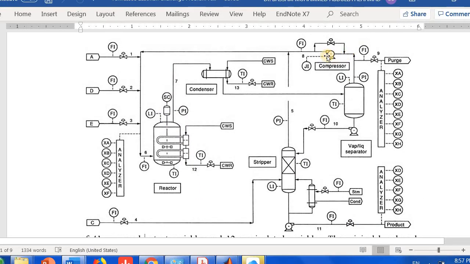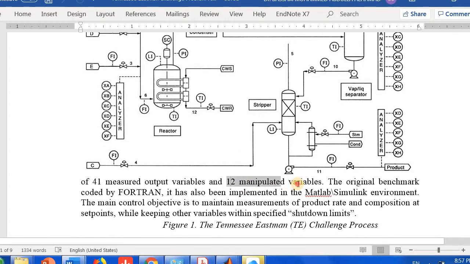We also have the compressor. Actually, you can control the compressor, but I'm not sure if that is included within the system or not. So we have the 12 manipulated variables. The original benchmark was, of course, coded in Fortran. Now we have the Simulink environment to work on, which you have already been trained to use.